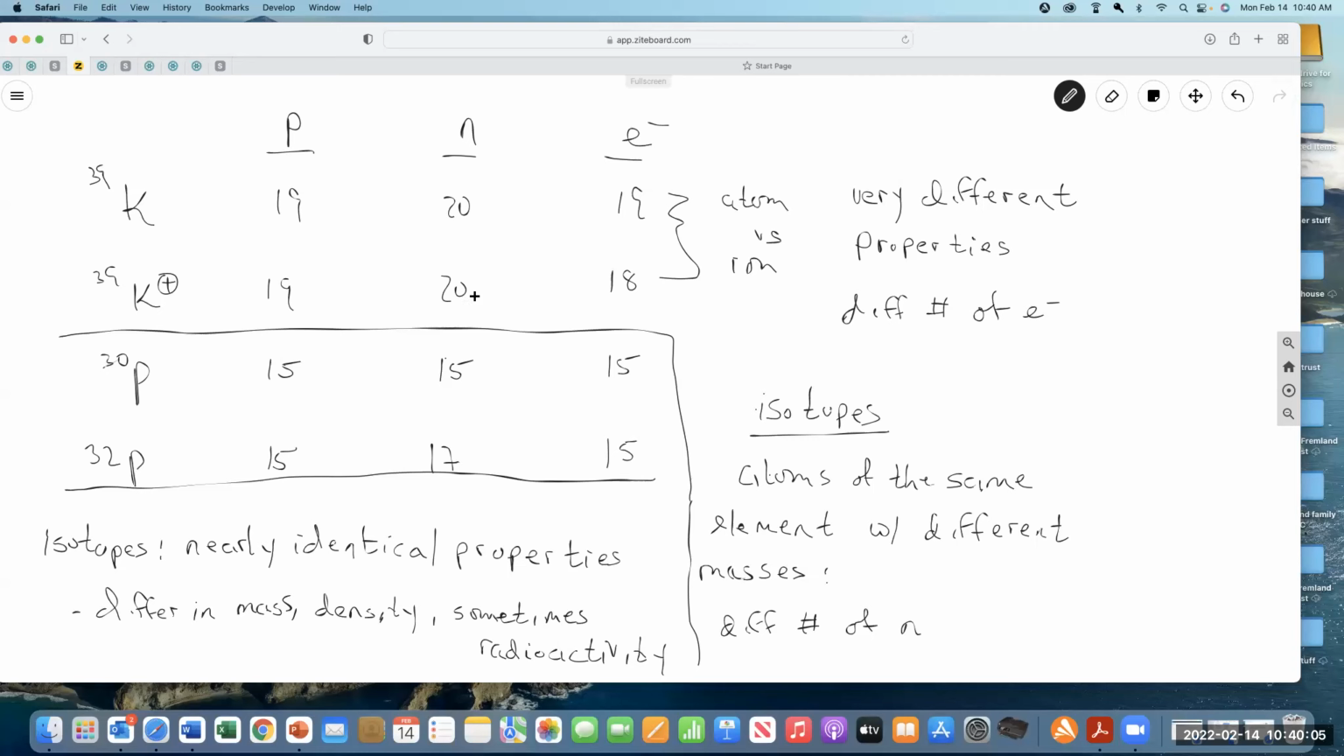Also, if you remember Dalton's hypothesis from a while ago, remember the elements of the same atom are the same? He didn't know about isotopes. Okay. He also didn't know that there were subatomic particles. All right, questions about this material right now?